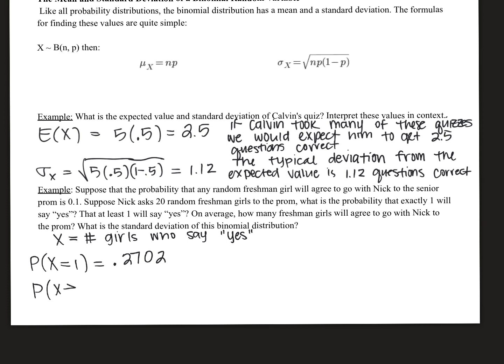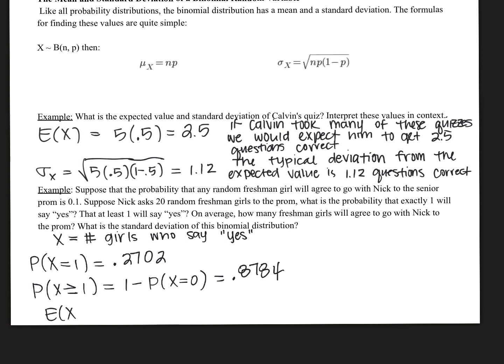Probability X is greater than or equal to 1. This is one of those cases where doing the formula by hand would not be fun, because you would have to do X equals 1 plus 2 plus 3 plus 4. So it's a very time-consuming process. Remember, this is the same thing as 1 minus the probability that X equals 0, because the only way you can be less than 1 here is if you are 0. So we're going to do 1 minus binomial pdf of 20, 0.1, and then 0. So we get 0.8784. So pretty good chance at least one of them says yes.